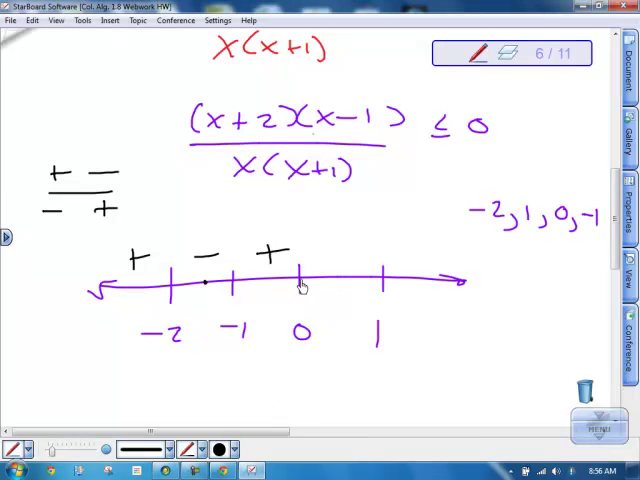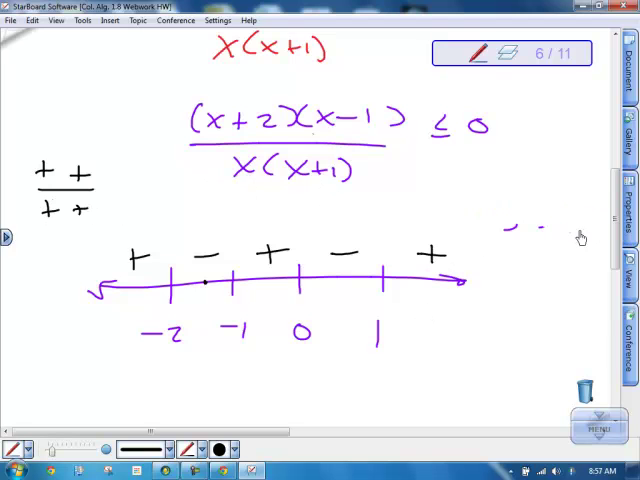So now let's pick a number between 0 and 1, like +0.5. +0.5 gives you a positive here, a negative there, a positive here, and a positive there. So this would be negative. Now let's pick a number bigger than 1, like 2. If you pick 2, this would be positive, this would be positive, this would be positive, and this would be positive, so that would be positive.